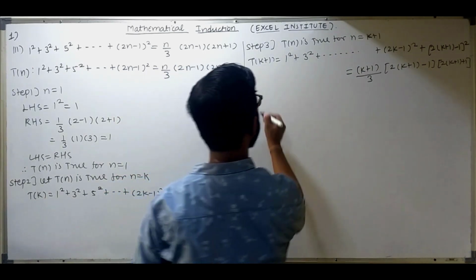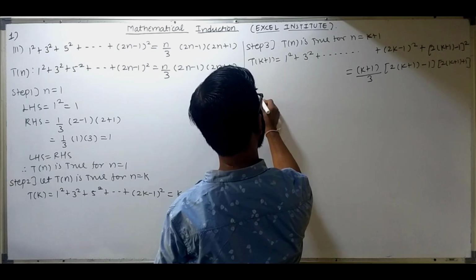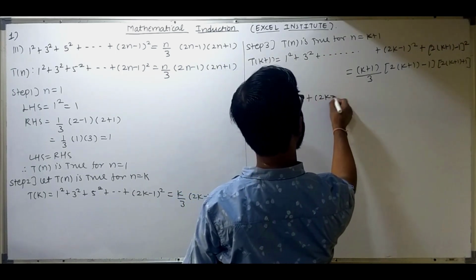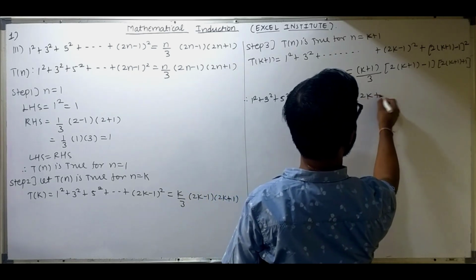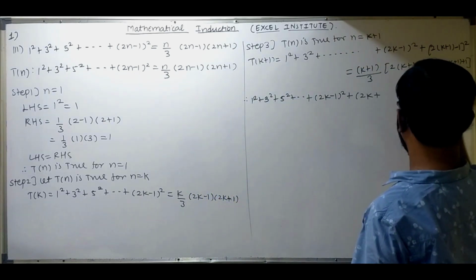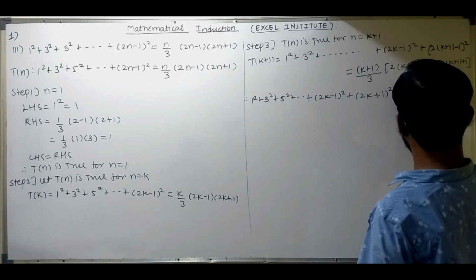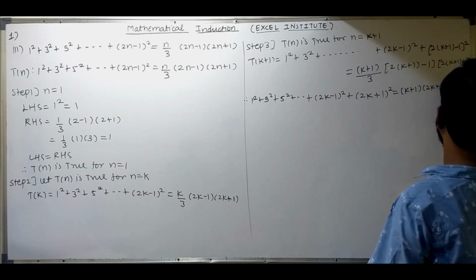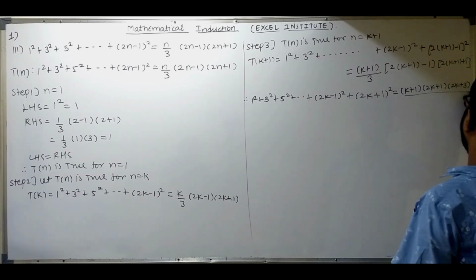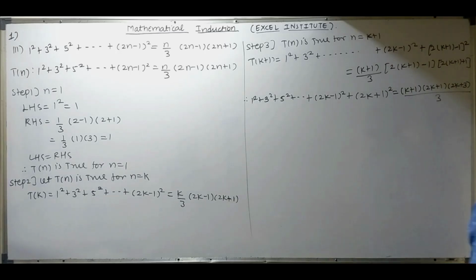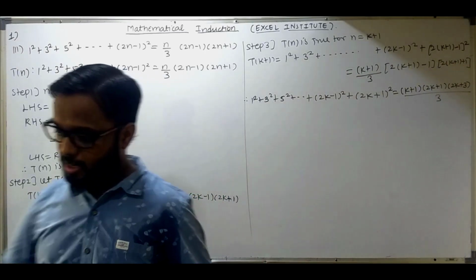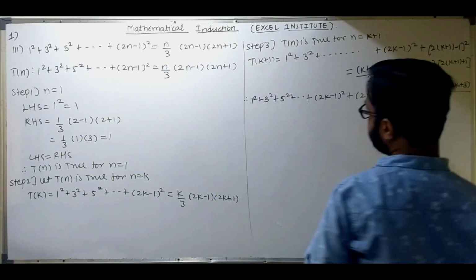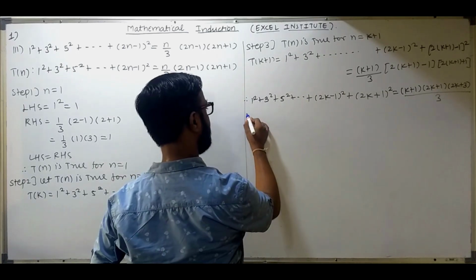So this is basically 1 square plus 3 square plus 5 square, up to 2k minus 1 whole square plus 2k plus 2 minus 1, which is 2k plus 1, whole square, is equal to k plus 1 times 2k plus 1 times 2k plus 3 upon 3. Now we have to prove that this equals this with the help of the assumption. Let us start with the LHS.